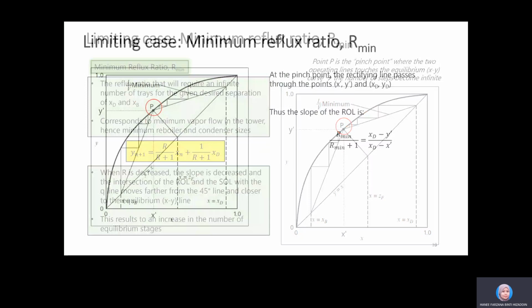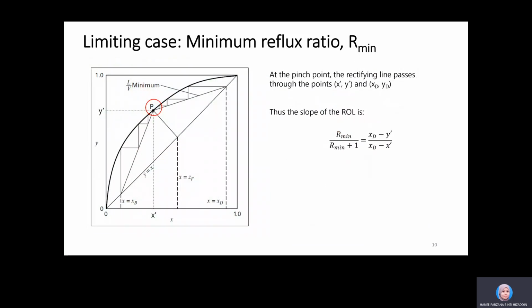Okay, so how do we find the minimum reflux ratio? So, first, you have this XD, and this is your XF, your feed composition, and this is your Q line actually. So in this case, your Q is what? Greater than 1 or less than 1? So looking at the shape or the direction of the Q line, it looks like this is Q less than 1. So you draw the Q line.